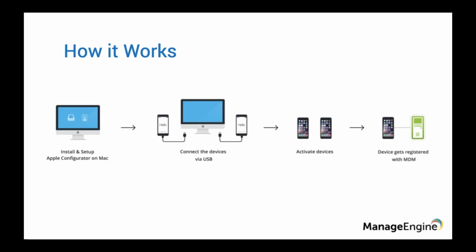So the first thing that you have to do is to install and set up Apple Configurator on a Mac machine. Once we have completed that, the devices can be connected to the machine using a USB hub, and the settings can be applied. So once the devices have been activated, they get enrolled and registered with the MDM server. So let me show you how we perform each and every one of these steps.